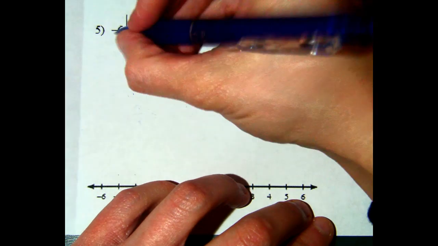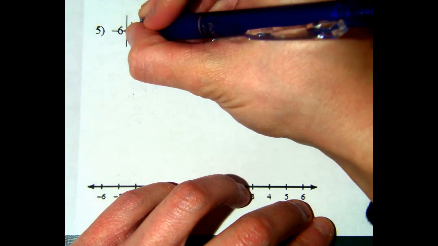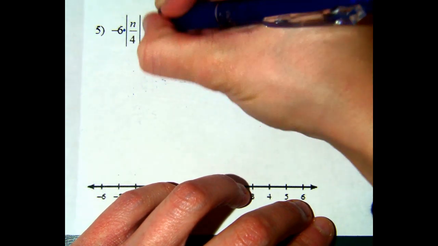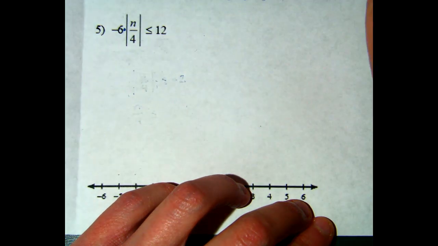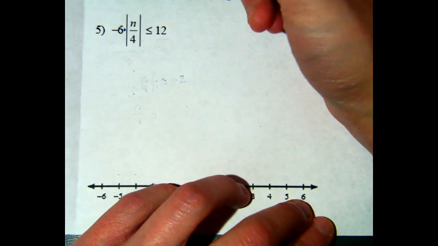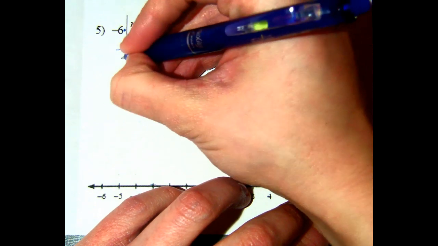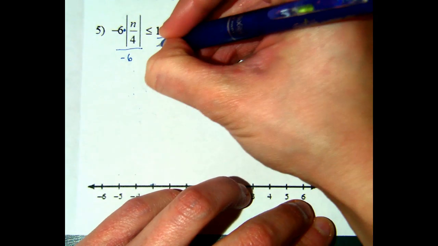Okay, last one of this foldable. I have -6 times the absolute value of n divided by 4, which is less than or equal to 12. Remember, if it's sitting right next to something, it is multiplying. So to undo that, to get that absolute value by itself, we're going to divide by -6.